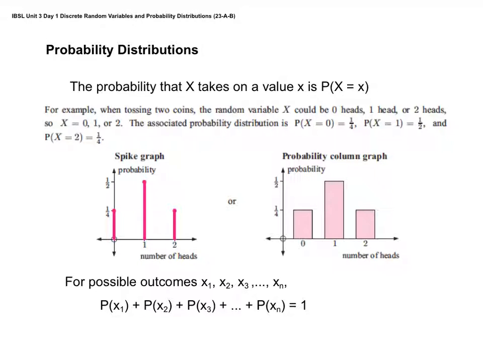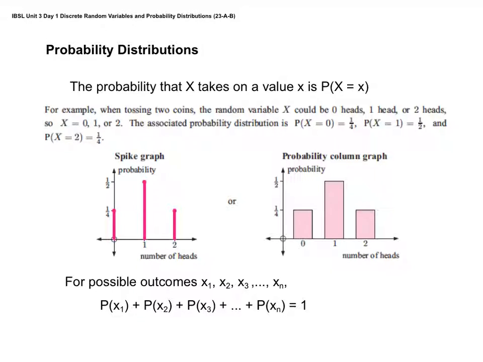Alright, here's an example that you're familiar with, tossing two coins. Okay, the variable X, notice that's the random variable, could be 0 heads, 1 head, or 2 heads. Those are individual values of x. So those would be our lowercase x: 0, 1, or 2. Okay? So our random variable could be 0, 1, or 2.